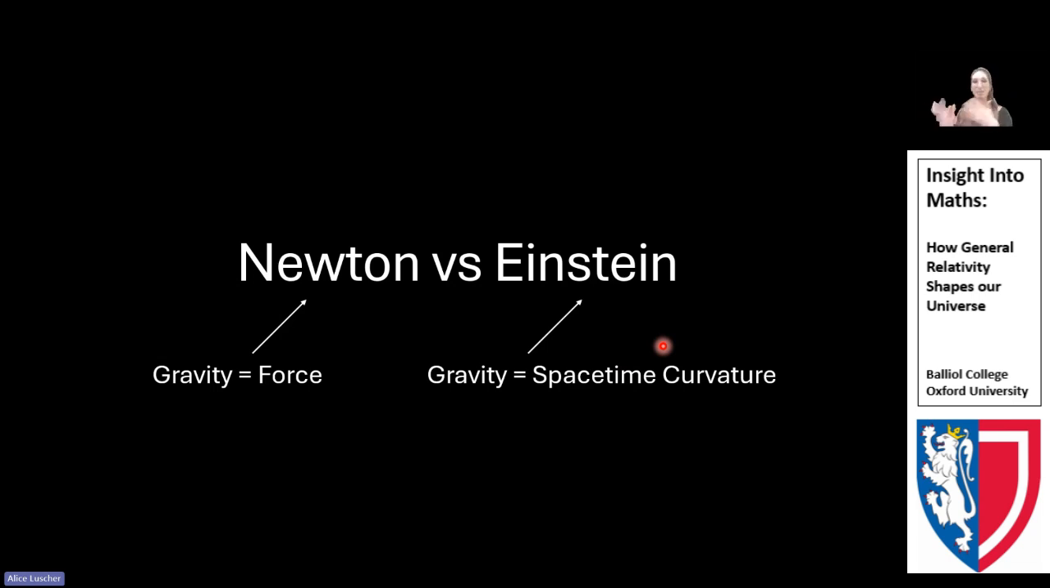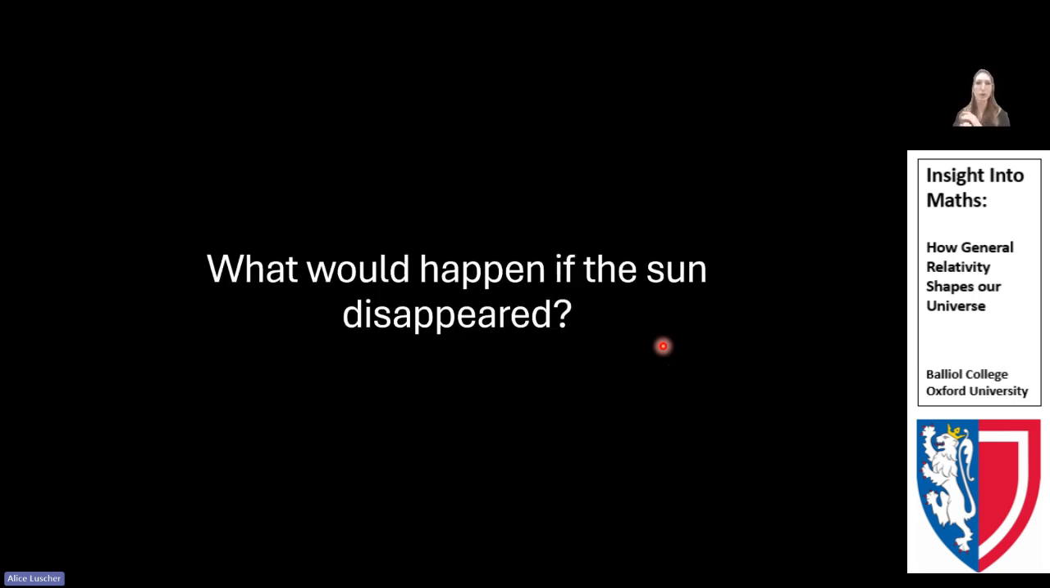Well, we're going to see some experimental differences between the two models, but before getting there, let's just do one thought experiment. So what do you think would happen if the sun were to disappear, both from Newton's perspective and from Einstein's perspective? I'll give you a few seconds to think about it.